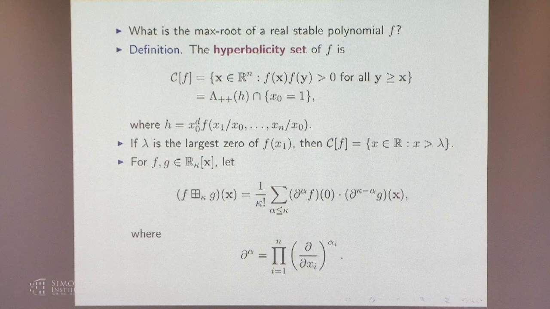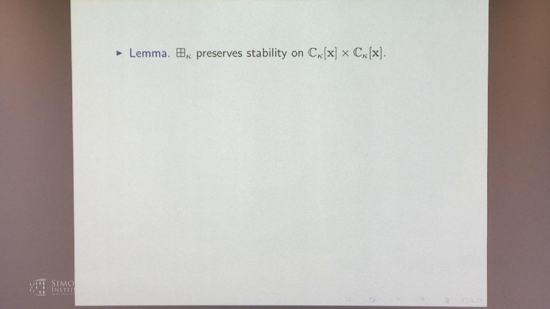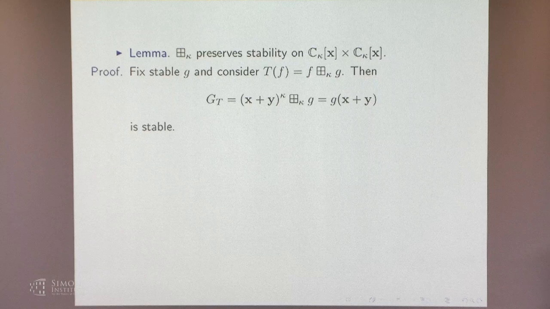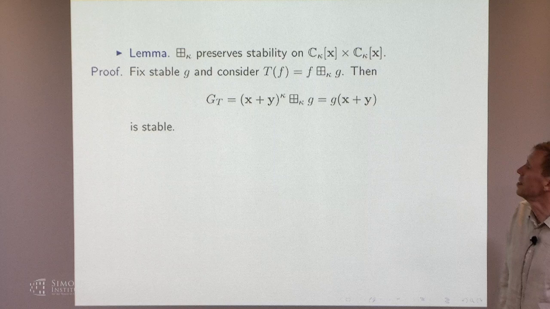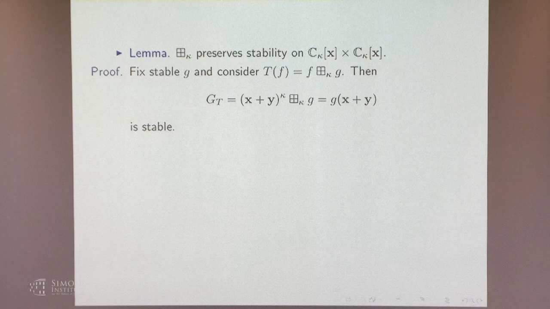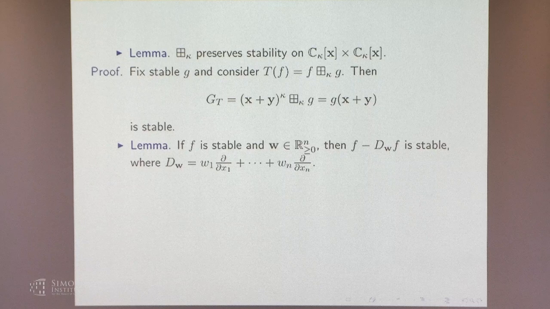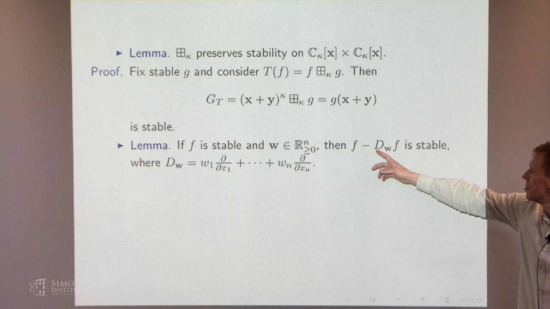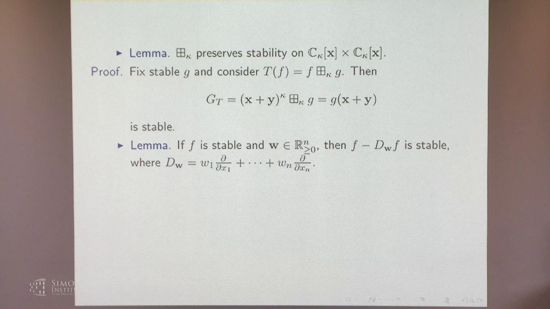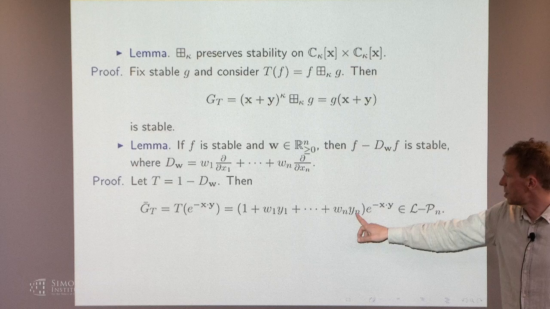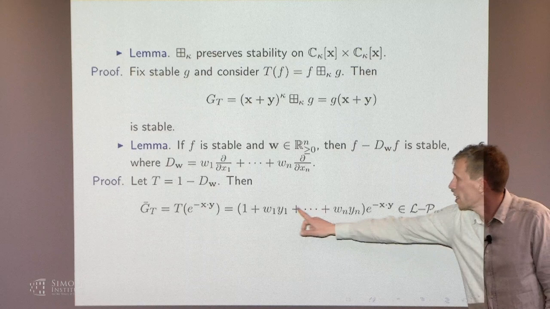And it's easy to see that this convolution preserves stability. Why? Well, we may fix some stable polynomial G and look at this linear operator. And if you do the yoga, what you get is G applied to this vector x plus y. And this is a stable polynomial again, given that G is stable. And it is just as easy to prove that if f is stable, then f minus some directional derivative of f along the positive orthant is stable again. Well, we can take the symbol, and we get some linear form here with non-negative coefficients, which is stable.